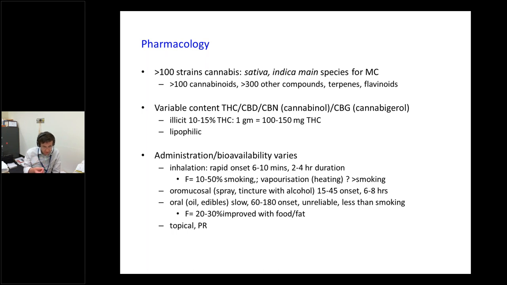Oral is the one that we're using, which is slower onset, but you can also get it as a cream or a rectal suppository. It comes as variable content and variable purity, and we're trying to use as pure a product as possible, in which case 98% of it is these two drugs, and less than 2% is all the other stuff, which is cannabinol, cannabigerol, and all these other compounds. So the more purified, the better, we believe, and in an oil form.